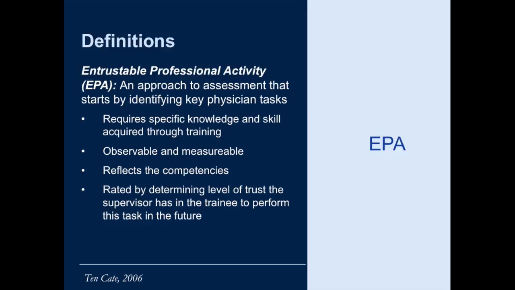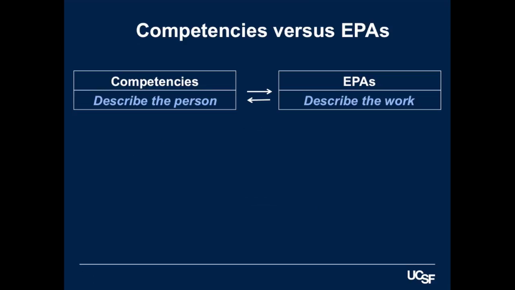EPAs require specific knowledge and skills acquired through training. They are observable and measurable, so you would be able to watch your learner performing an EPA. EPAs don't replace the competencies, but rather they reflect multiple competencies. An assessor, a teacher, would rate a learner's performance of an EPA by determining the level of trust that that supervisor has in the trainee, how much supervision or how much independence they feel that trainee should have to perform this task in the future.